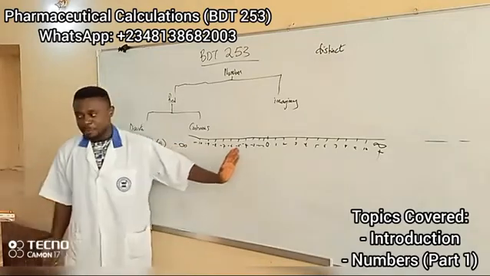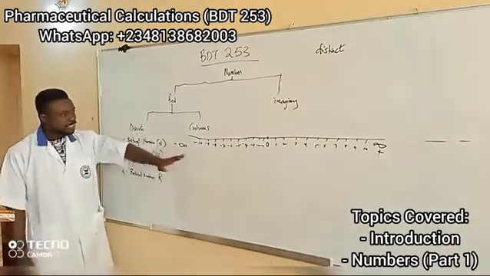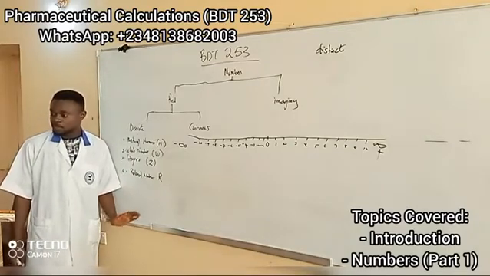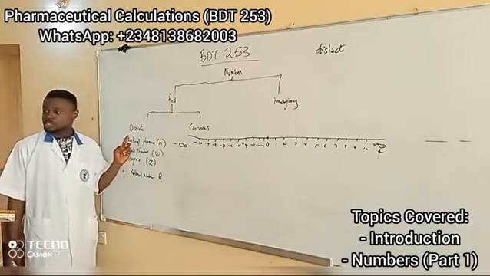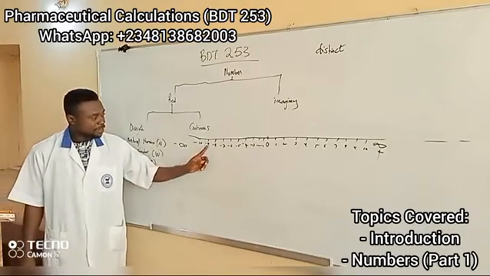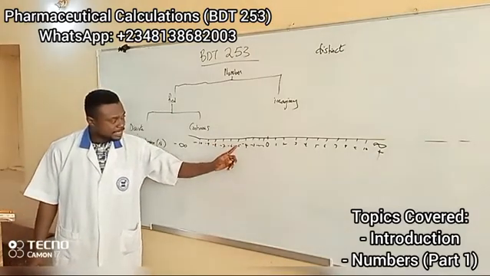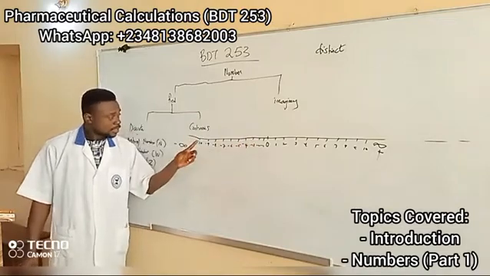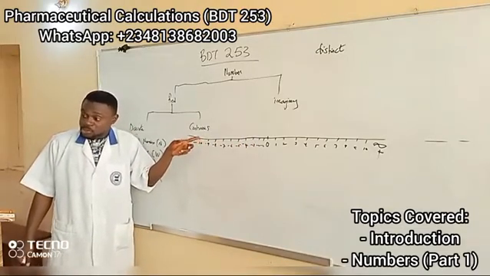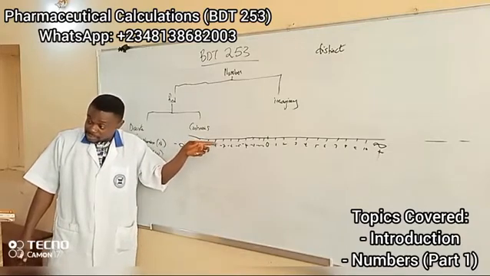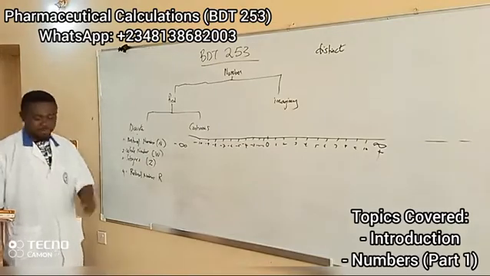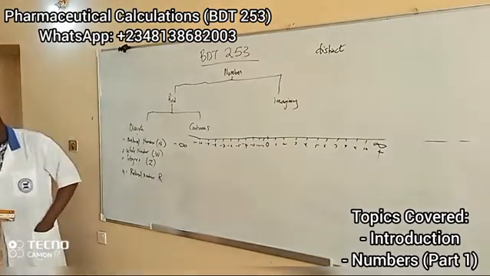Now this is the number line. Let's use this number line to describe all these things. Remember we are in discrete numbers. These things are discrete numbers. There are discrete numbers on this line, and there are still continuous numbers in between these discrete numbers. Now let's talk about natural numbers.